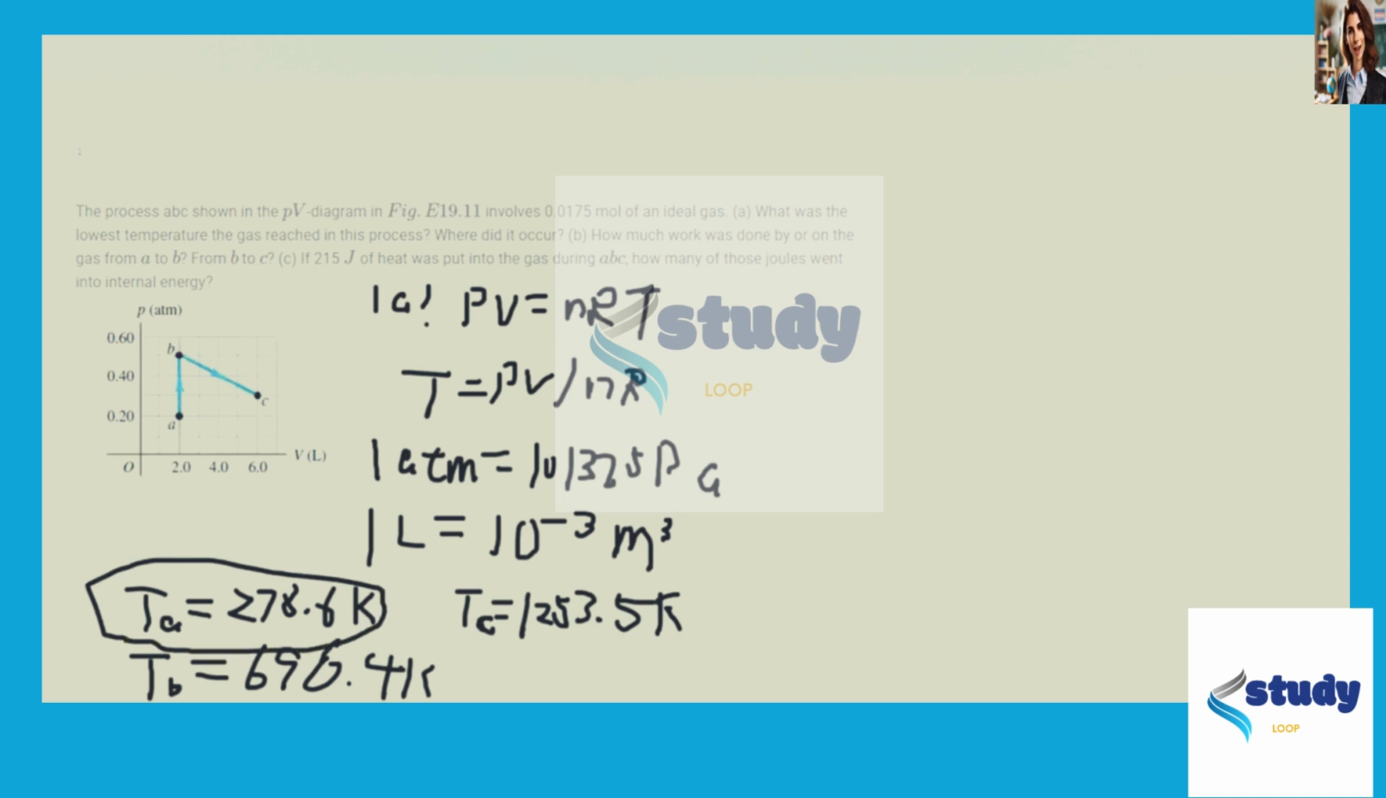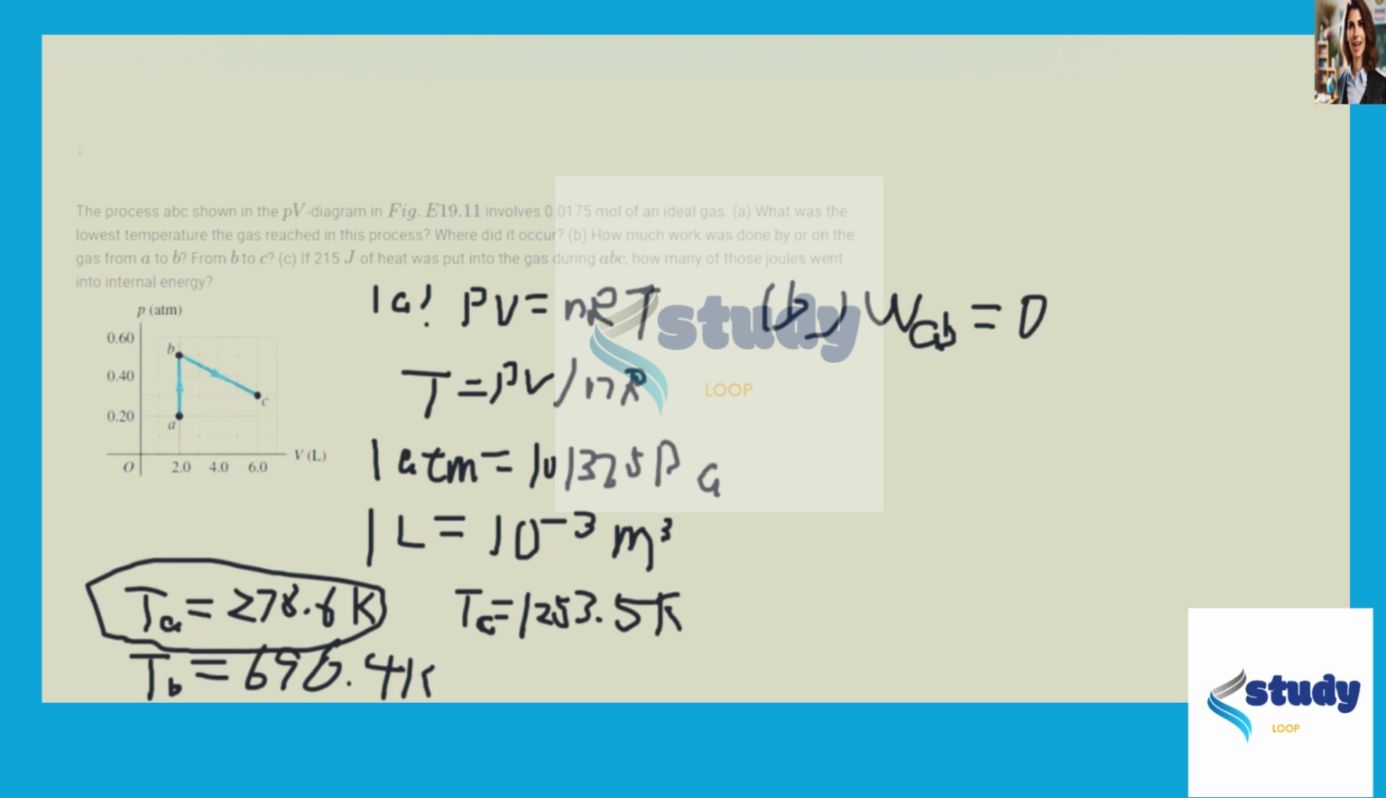Okay, so this is part A. And for part B, we want to figure out the work done in each process, A to B and B to C. As you can see, in the process from A to B, the volume is not changing. So the work is simply 0, because the volume is not changing.